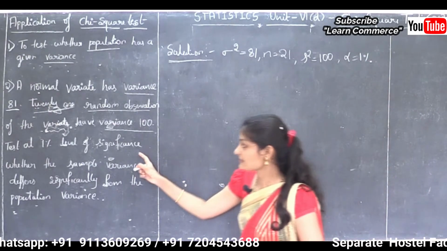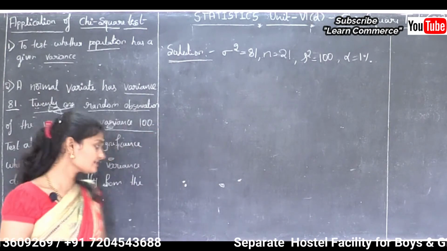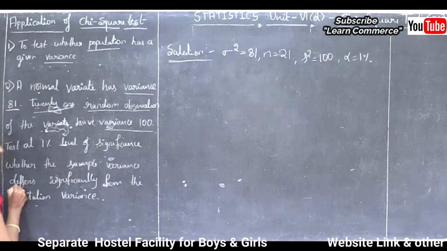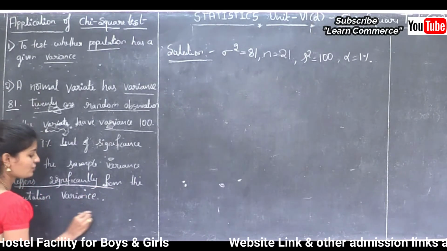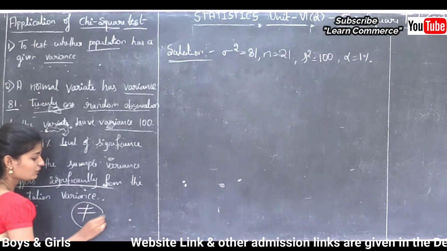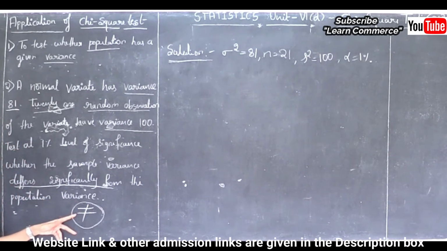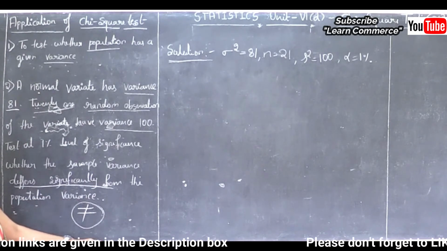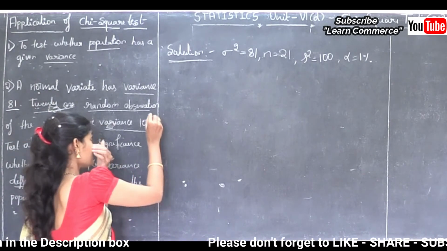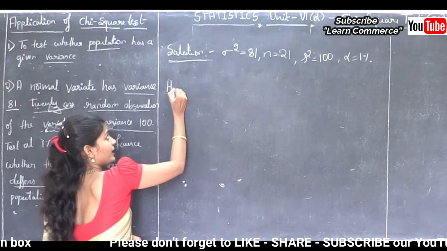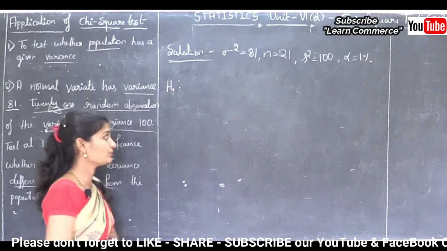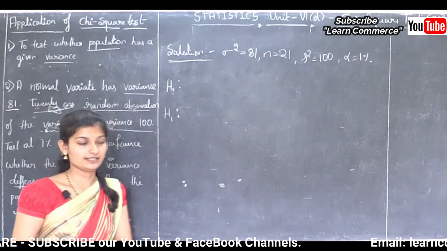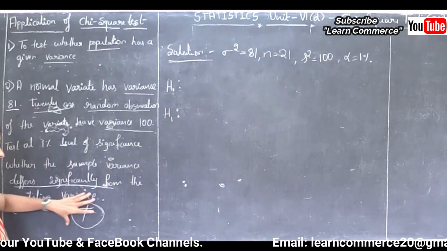Next, test whether the sample variance differs significantly from the population variance. Differs significantly means not equal to, so this is an alternative hypothesis problem. Under the test procedure, the first step is H naught, setting up of the null hypothesis, and H1 is setting up of the alternative hypothesis. This problem is based on the alternative hypothesis.